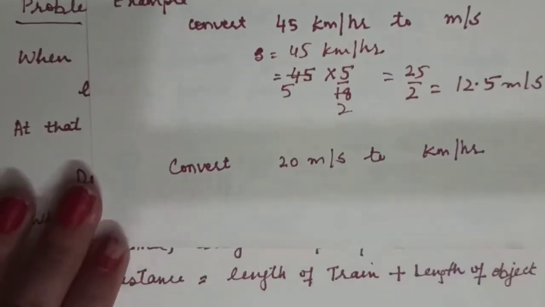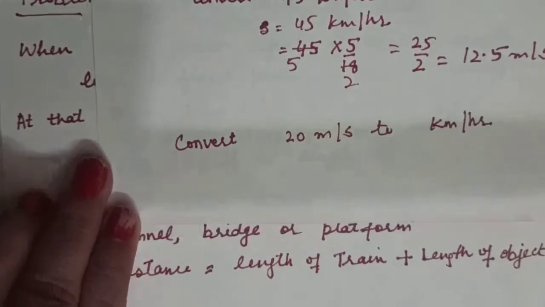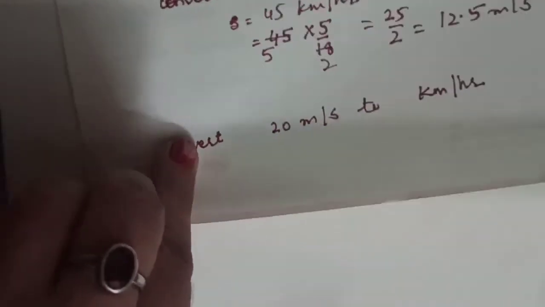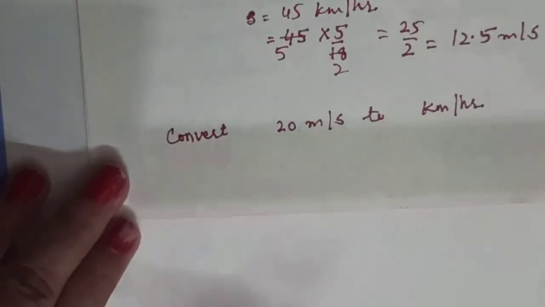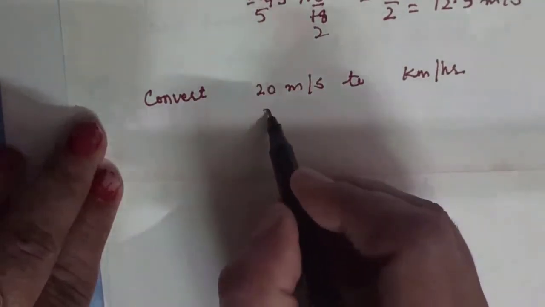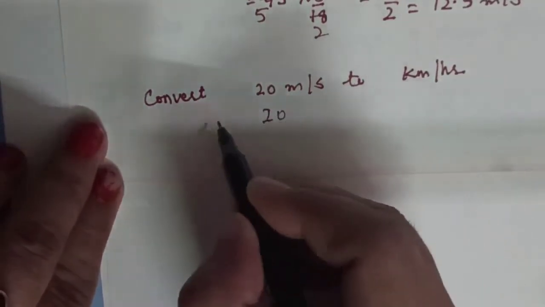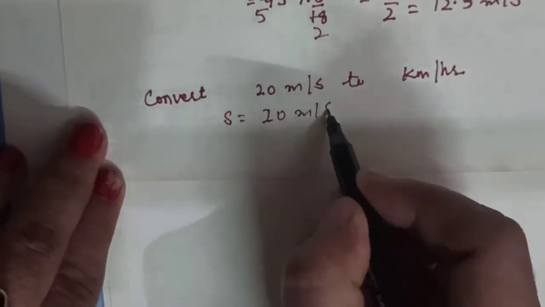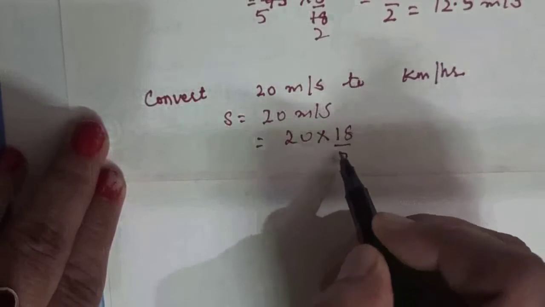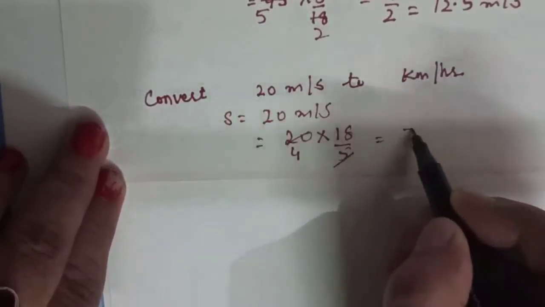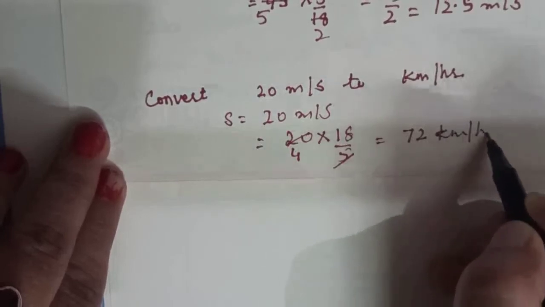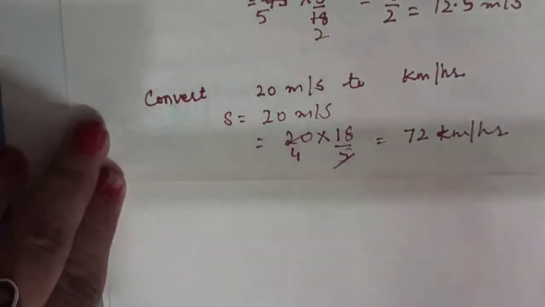Same way, we can convert from 20 meter per second to kilometer per hour. So what we will do here is write 20 meter per second into 18 on 5. So 18 4s are 72 kilometer per hour. I hope you have understood this.